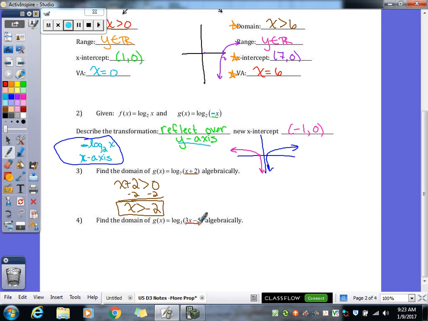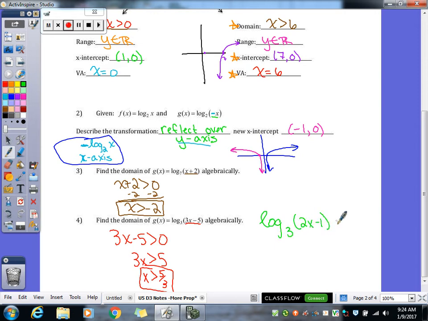Same thing down here. You take what's in the parentheses. 3x minus 5 is greater than 0. Add my 5, so 3x is greater than 5. Divide by 3. X is greater than 5/3 would be our new domain. And it's always the stuff that's in the parentheses. So if you had log base 3 of 2x minus 1, plus 5, it's still just the stuff in the parentheses that is greater than 0. So we would add our 1, divide by 2. So that domain would be x is greater than 1/2.